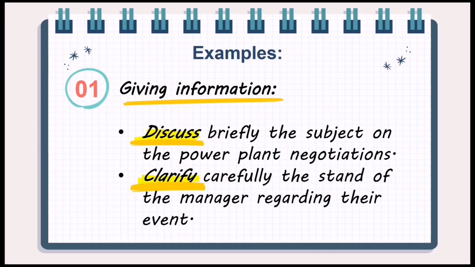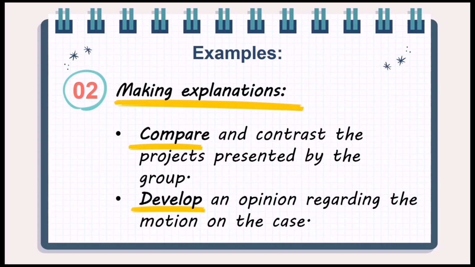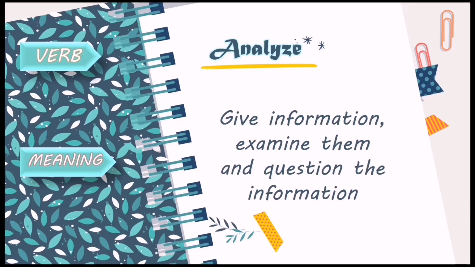Another example in making explanations. Compare and contrast the project presented by the group. Comparing is a verb that gives us explanation. Another example. Develop an opinion regarding the motion on the case. Word develop giving explanation. Here are some list of verbs and their meaning. After that, you are going to identify if these words are giving information or making explanation.